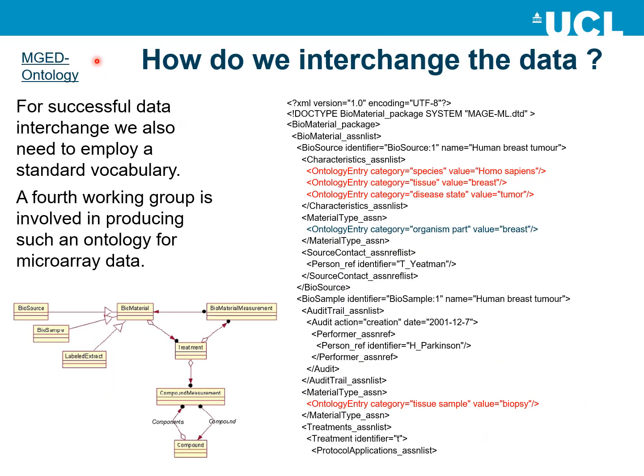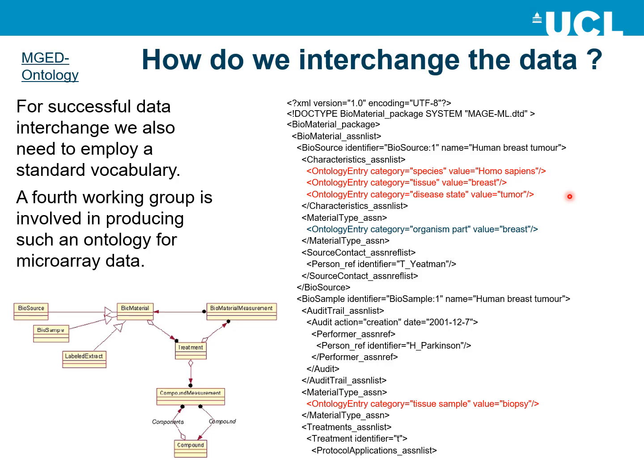So a fourth standard that the MGED Society worked on was called the MGED ontology. For successful interchange of data, we need to adopt standard vocabularies, and this is what this provides. You may have noticed on the MAGML that we have these ontology entries: species, Homo sapiens, tissue, breast, disease state, tumour, tissue sample, biopsy. So these are the MGED ontology terminologies being used.